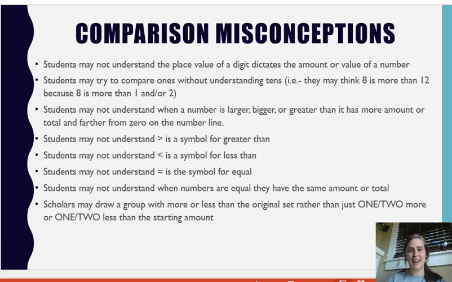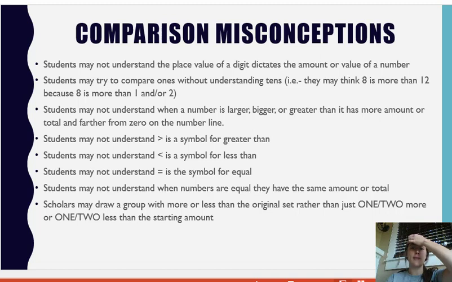They may not understand that, like I said, 8, they may think 8 is more than 12 because 8 is more than 1 and 2. And so they don't understand that 12 is actually 10 and 2 put together and not just 1 and 2 put together. They may not understand how to use their number line.